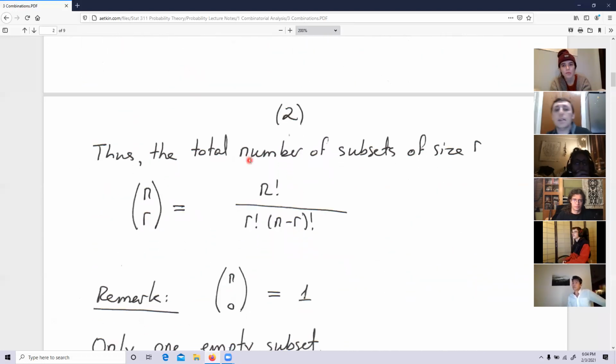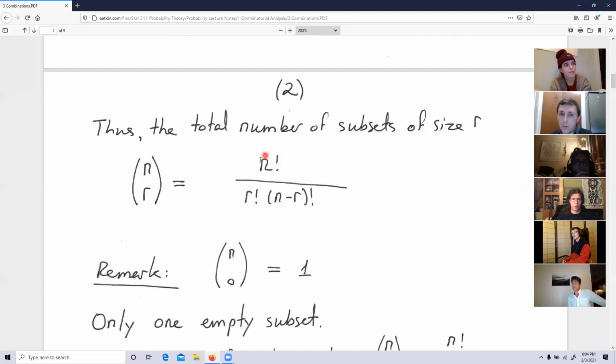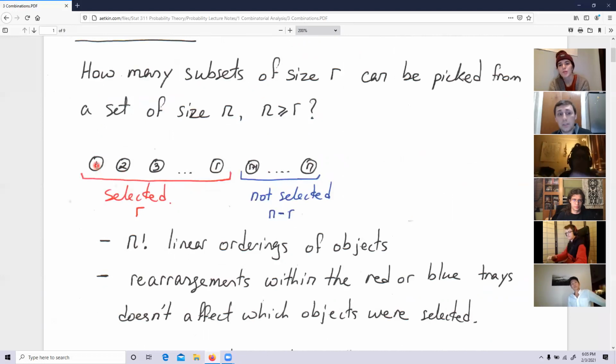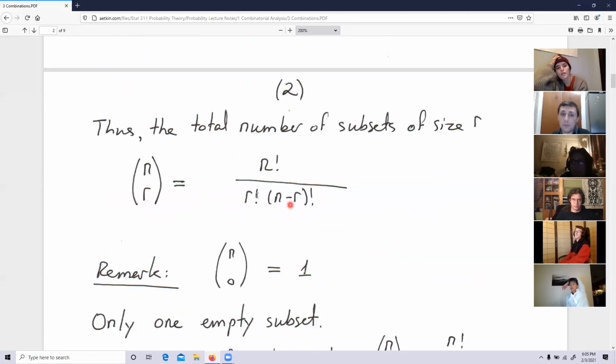So the number of words is the n factorial codes divided by synonyms, that is, how many synonyms each of them has. For example, a particular pattern of those individuals on the red tray and the other individuals on the blue tray corresponds to R factorial times n minus R factorial synonyms. Because I can rearrange numbers 1, 2, 3 all the way to R, all R factorial rearrangements are available, and there are n minus R factorial rearrangements for the others. So I have this formula.